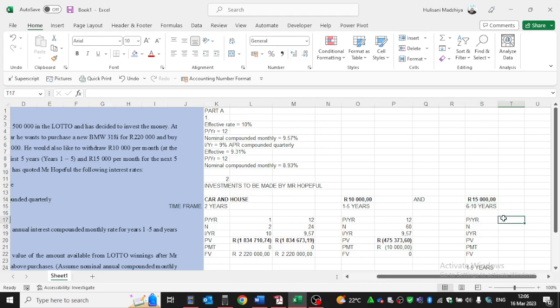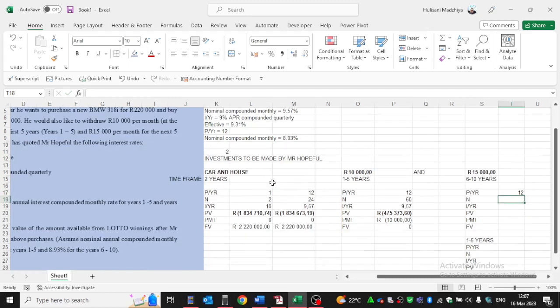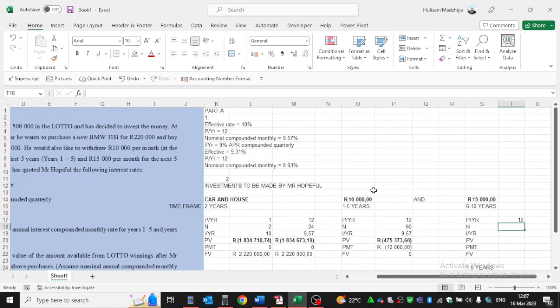Under this one, the frequency of compounding is still on a monthly basis. So you're going to say it's 12, and then you're going to look for your I. Our I, we've been told that it's 8.93.